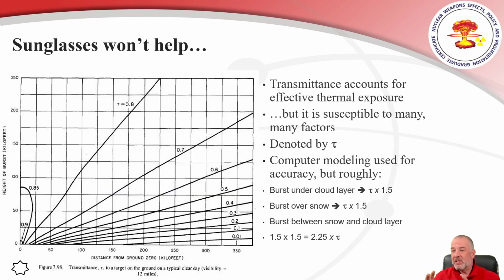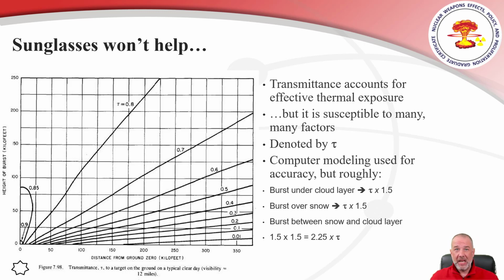So we have this spherical expansion, which reduces the amount of thermal radiation that's going to get to us, and it varies with distance. And then we have some stuff that can be in the way. But there's a couple other things that we need to account for. The distance part we can account for by this plot right here, which gives the tau, or transmittance factor, and it's based on how far you are away.